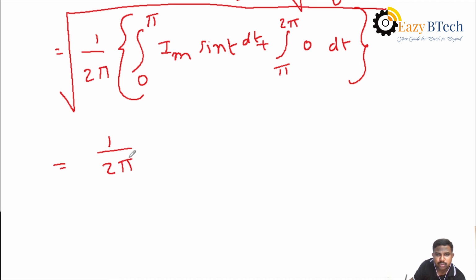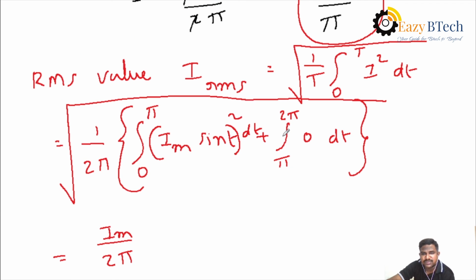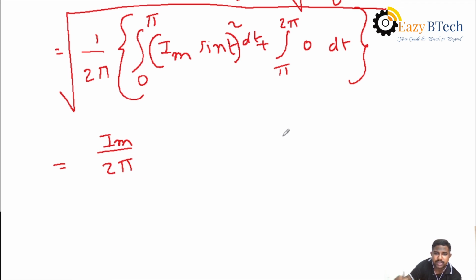That is 1 by 2 pi. The second function is 0. Then Im is constant. Okay, here we have I square. That's why in the RMS value, the formula is I square. Then Im sin t whole square. Im square is constant, writing outside: Im square by 2 pi.